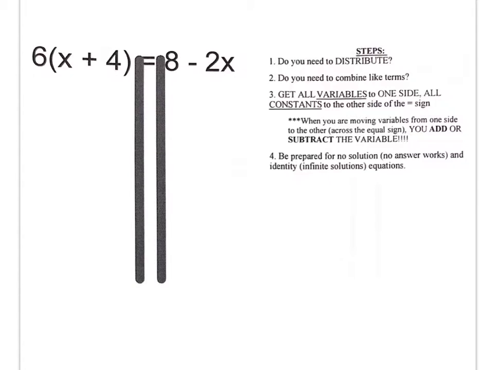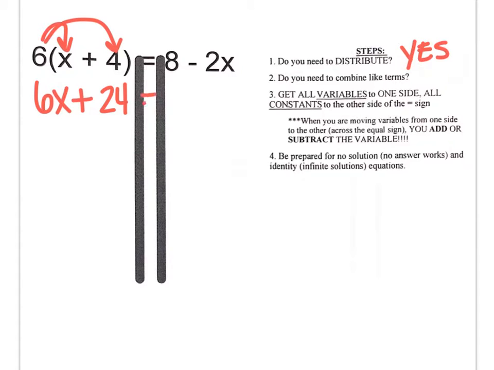For this equation, we are going to go through our steps again. For the first step, we need to look at, do we need to distribute? And we can see parentheses on the left-hand side. So that means that yes, we do need to distribute. So we are going to distribute 6 to the x and get 6x. And then 6 to the +4 and get 24. And we're going to rewrite the rest of our equation because we haven't used that yet.